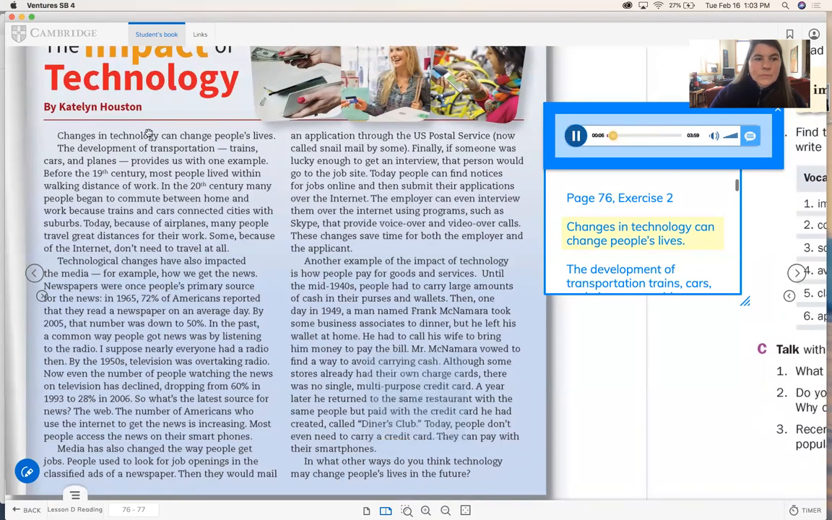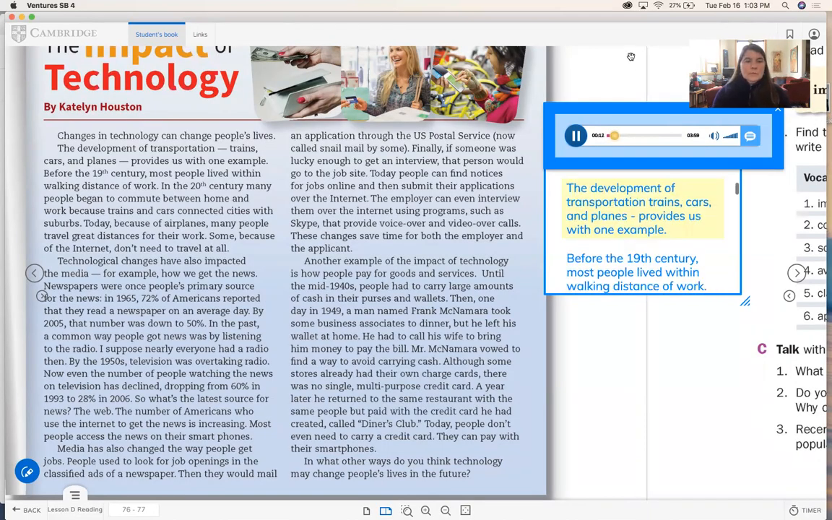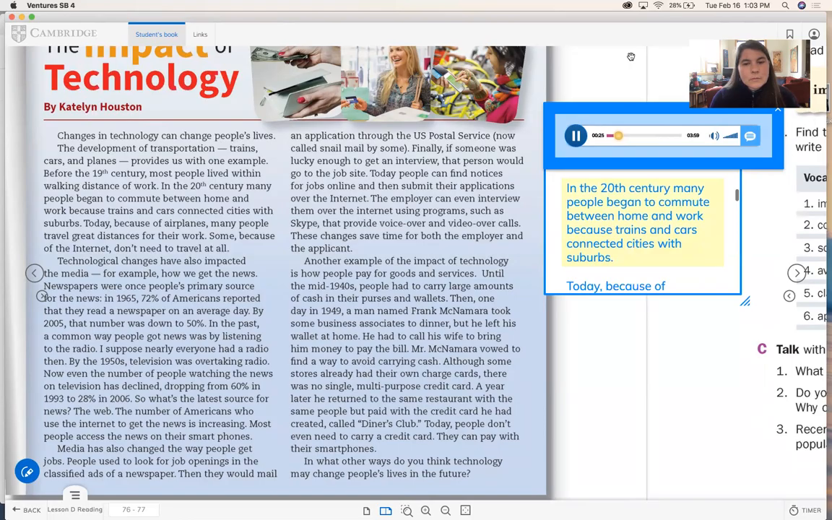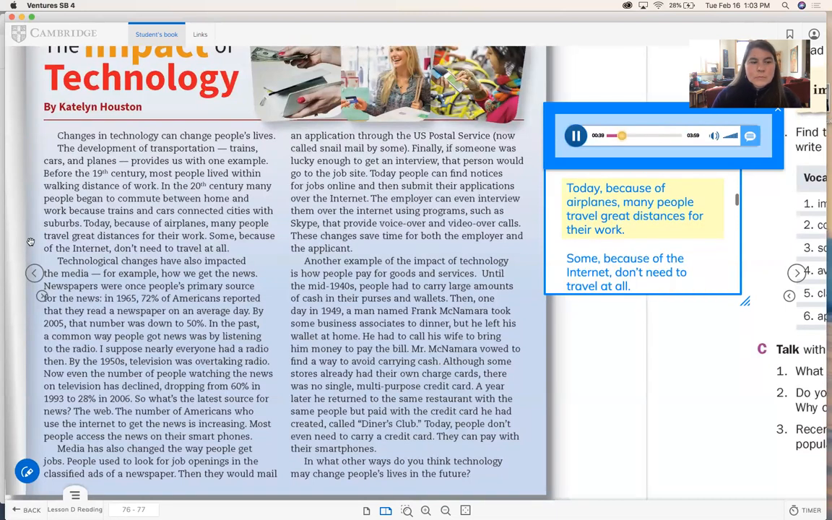Changes in technology can change people's lives. The development of transportation, trains, cars, and planes, provides us with one example. Before the 19th century, most people lived within walking distance of work. In the 20th century, many people began to commute between home and work because trains and cars connected cities with suburbs. Today, because of airplanes, many people travel great distances for their work. Some, because of the internet, don't need to travel at all.